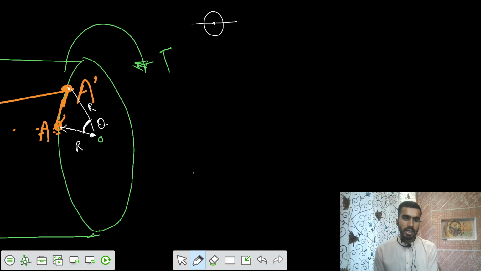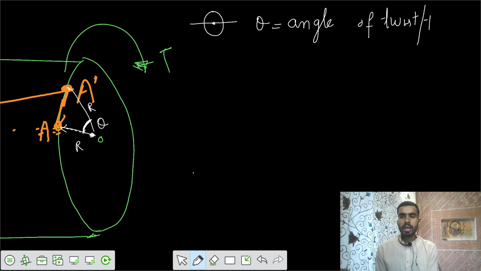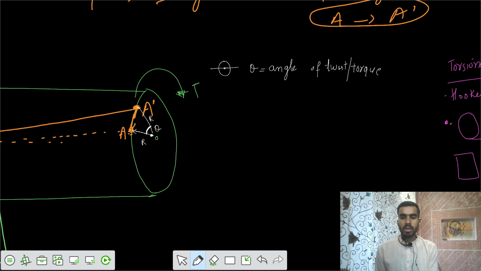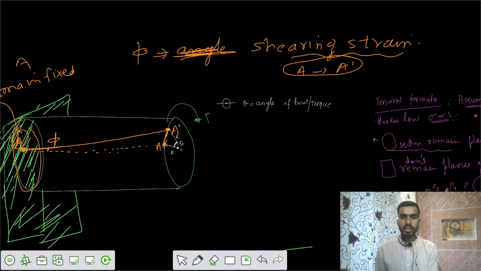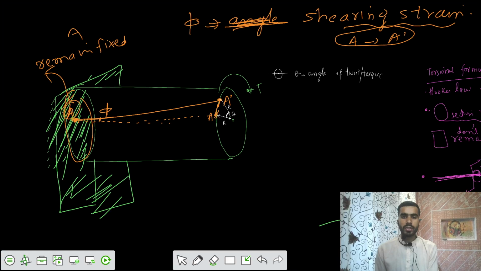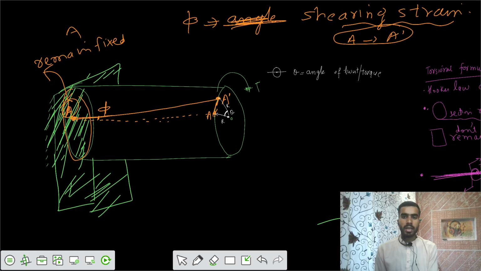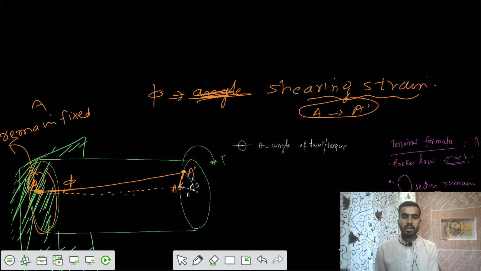We call it theta, and that theta is called the angle of twist, or angle of torque. So we got two quantities. One is your shearing strain, phi. The next one is your theta, the angle of twist. So it is similar to that.